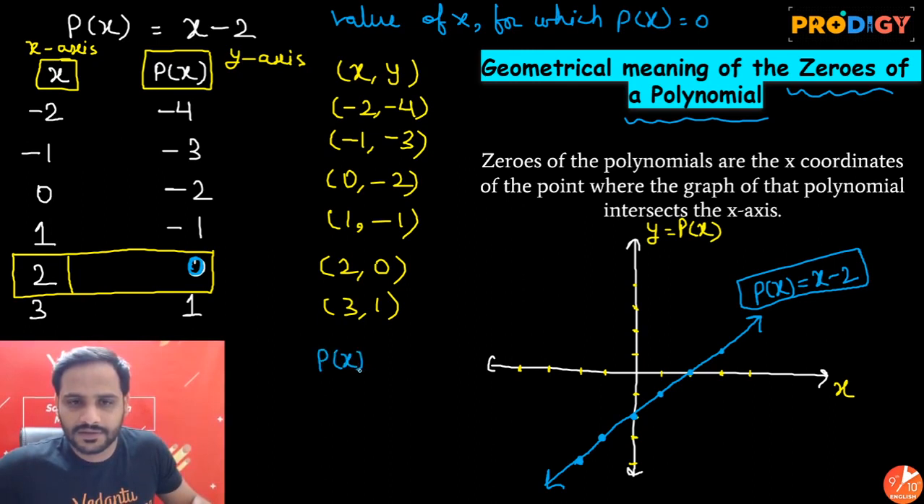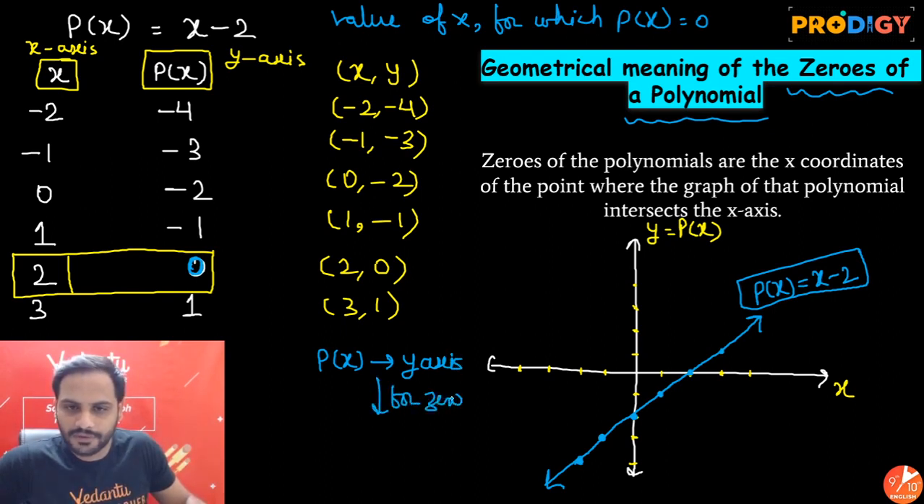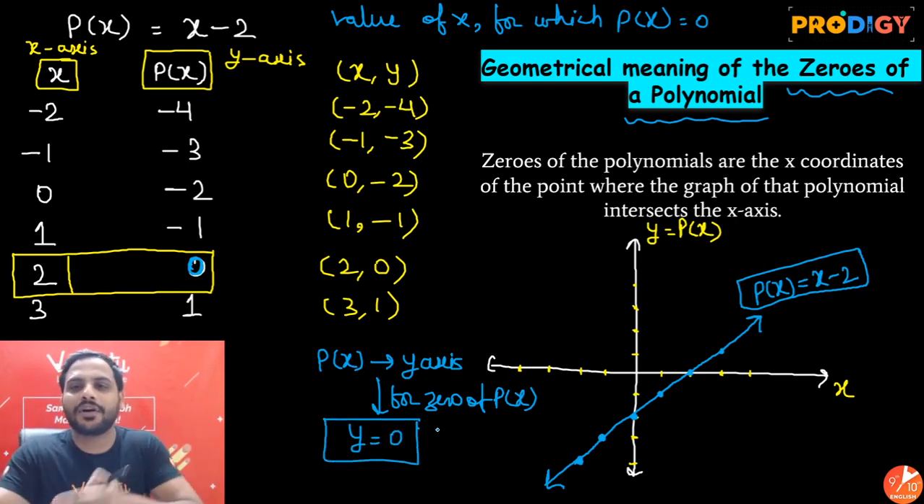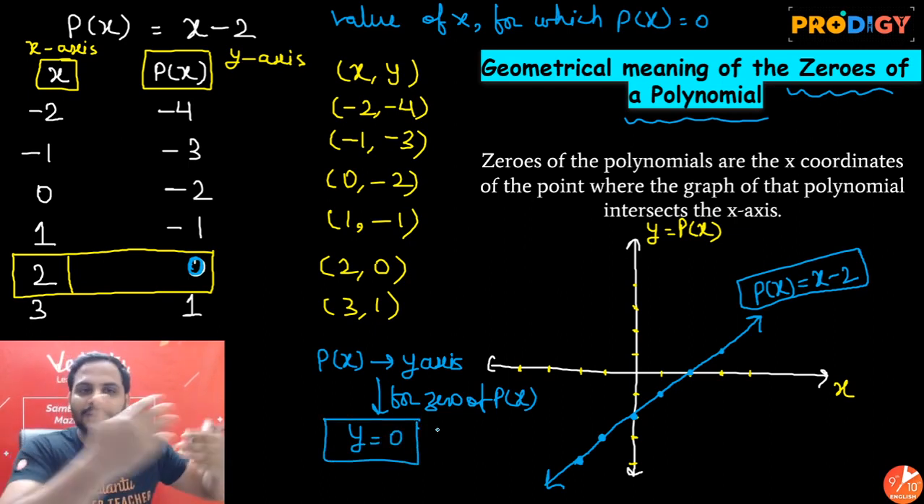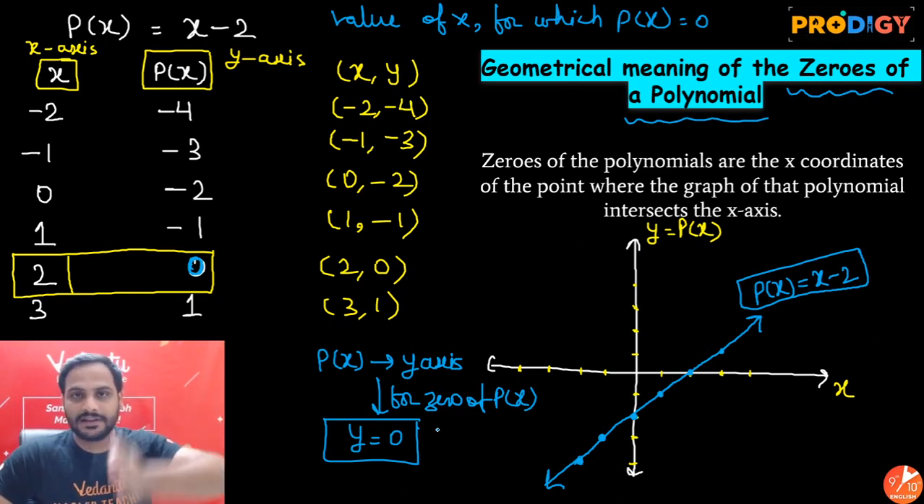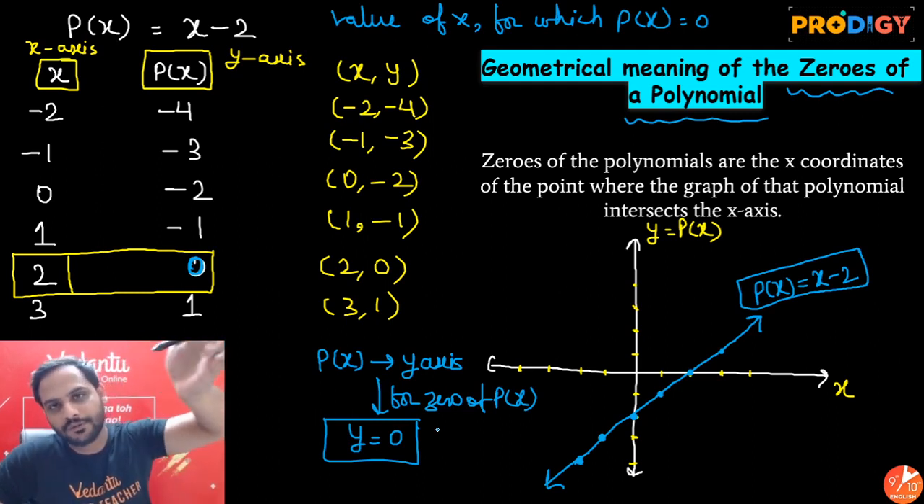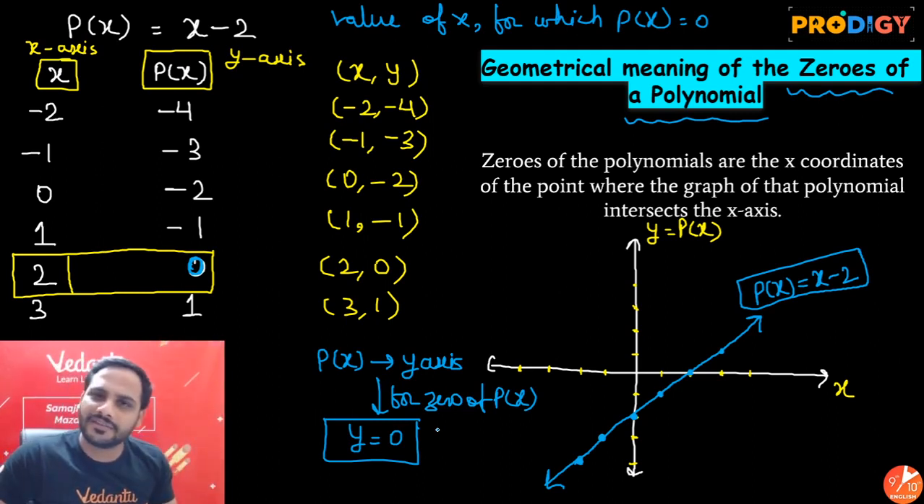Beta, when I look at the graph, understand, the value of the polynomial P(x) is represented on the y-axis, so for the zero of polynomial P(x), I want the y coordinate to be equal to 0. Wherever the y coordinate is equal to 0, that means the value of the polynomial is also 0. Simple or not? Because we are representing the value of the polynomial on the y coordinate. So the value of the polynomial is 0 where the y coordinate is 0.